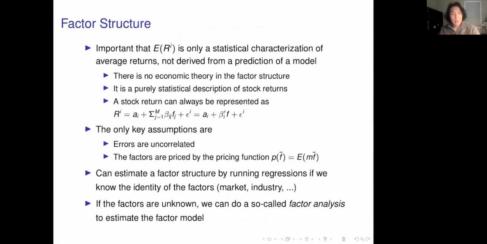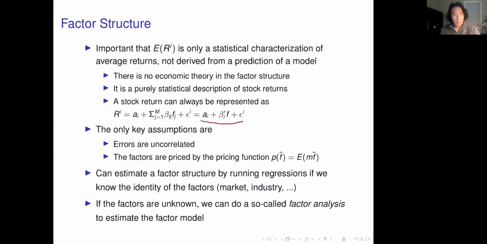It is important that expected return is only a statistical characterization of average returns, not derived from a prediction of a model. That is the big difference from the ICAPM. So there's no economic theory in the factor structure. You come up with some factors, you give it a thought without using any economic theory, and you come up with some statistical relationship of the returns that describes the common movement through the factors. Again, factors don't have to be motivated using economic theory. As long as stock returns can be expressed in some factor structure, you're fine.